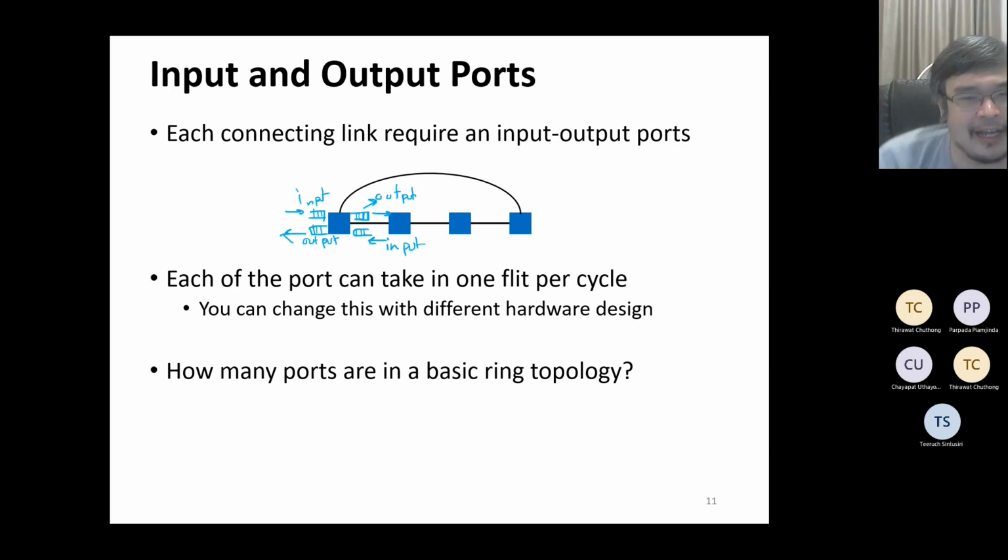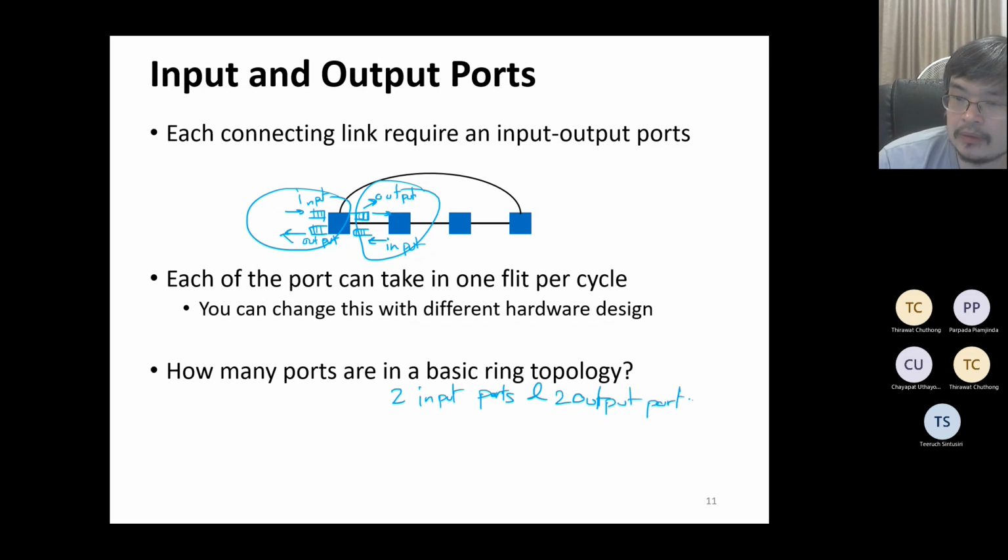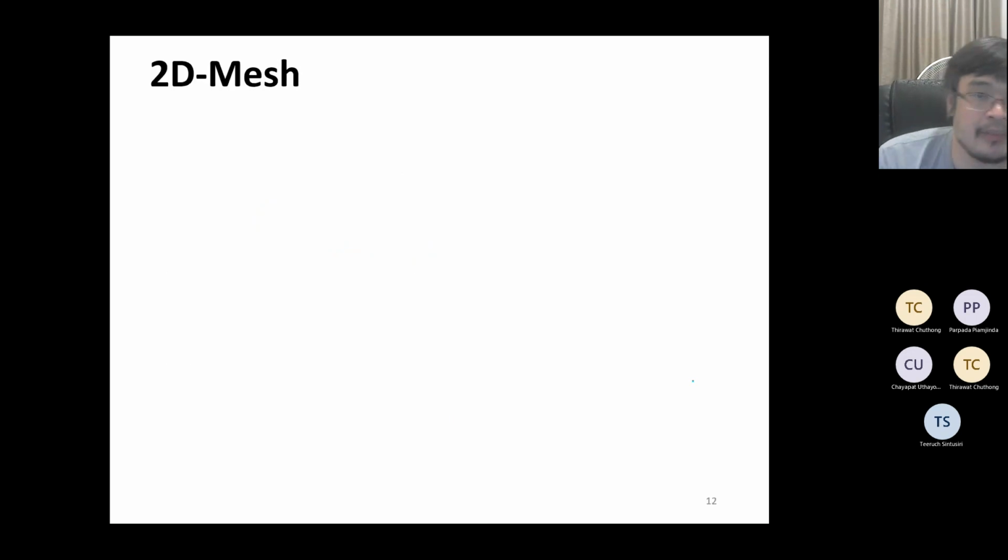In a ring topology, how many ports are there? You have one port on this side, the other port on this side. So there are two ports, the clockwise direction and the counterclockwise direction for the inputs, and then two additional ports for the clockwise and counterclockwise output port. So you have two input ports, right? And two output ports for a ring topology, because that's how you can manage the ring.